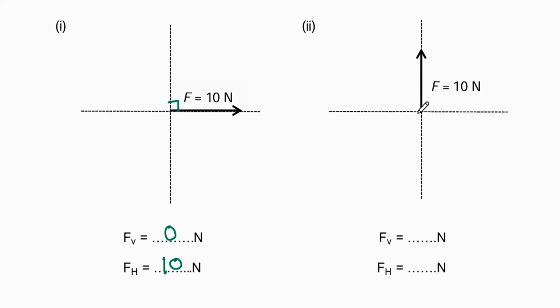Here, the force F is in the vertical plane. So the vertical component will be 10 newtons. It also makes an angle of 90 degrees with a horizontal plane. So that means that the component of this force in the horizontal plane will be 0.